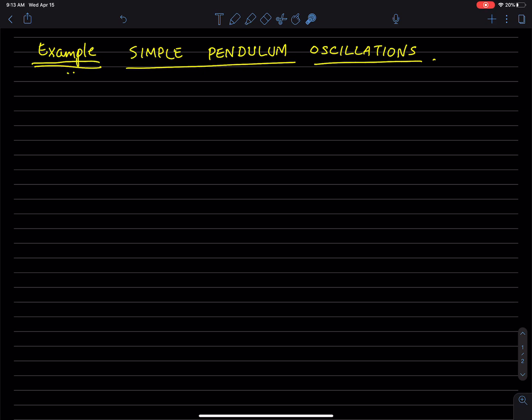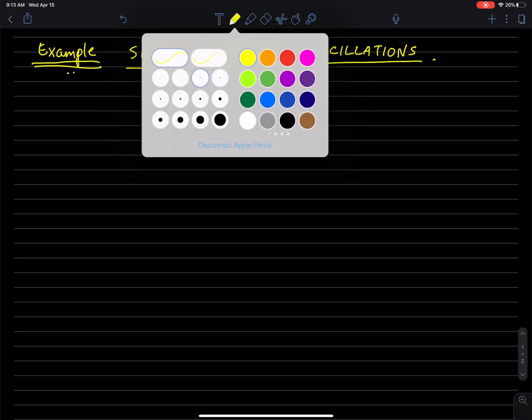So, of course, one of the most famous examples of simple oscillations is that of a simple pendulum. So this video is about how to think about simple pendulums from the perspective of mass spring oscillators. Okay, so let's draw a simple pendulum.